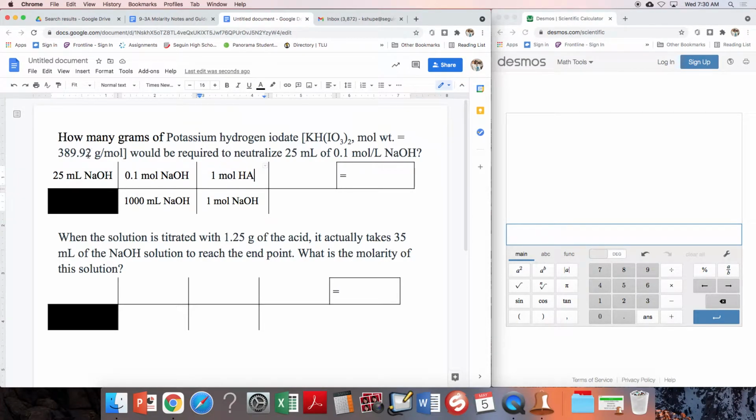And they were nice. They gave us a molar mass. So for every 1 mole of my acid, I know my molar mass is going to be 389.92 grams of acid. We've been doing this since Unit 6. Everything on the top we're going to multiply. We're going to divide by everything on the bottom.